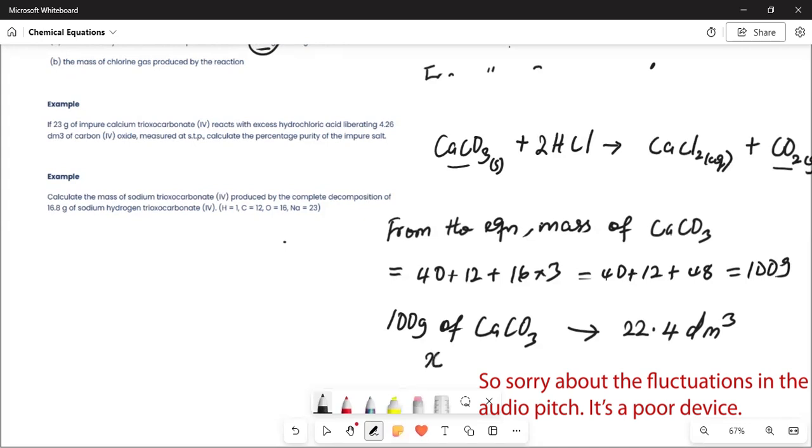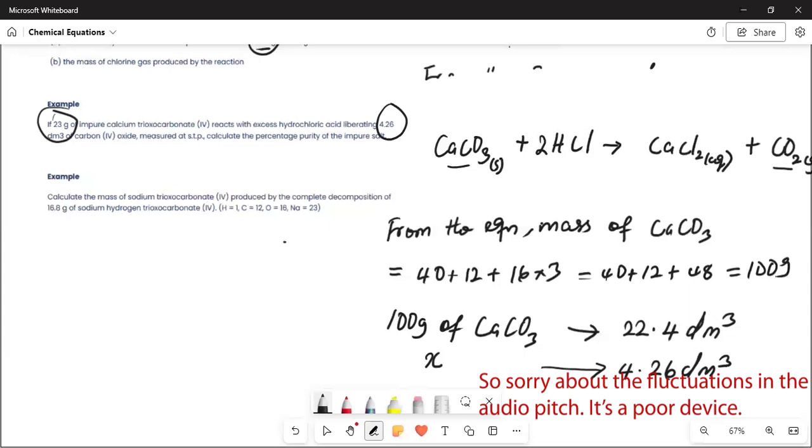Now, what mass within this 23 gram, what mass of calcium carbonate will give us this 4.26 dm3 of carbon 4 oxide? Again, why are we not using this 23? This 23 is the mass of the impure salt. In other words, the impurity is part of this mass here. The impurity cannot react. So we cannot use this as our reacting mass.